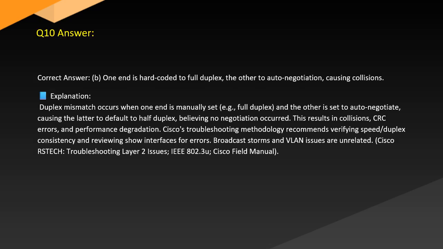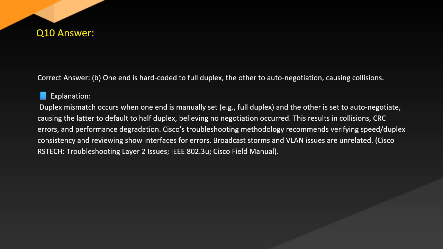Answer. Correct answer: B. One end is hard-coded to full duplex, the other to auto-negotiation, causing collisions. Blue Book explanation. Duplex mismatch occurs when one end is manually set, e.g. full duplex, and the other is set to auto-negotiate, causing the latter to default to half duplex, believing no negotiation occurred. This results in collision errors and performance degradation.